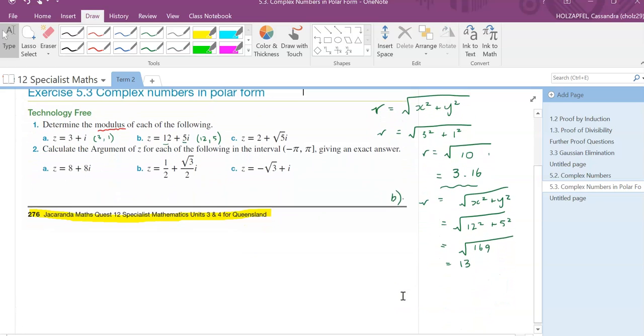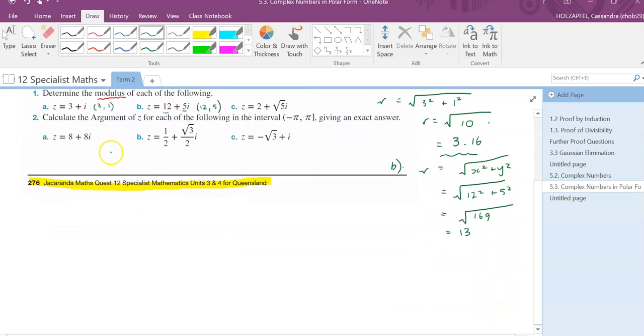What I want to go through now is the argument. Sometimes, remember, this is going to be referred to as arg z. The argument is just the same thing as finding that angle when we're given something in polar form. So let's go ahead and find that angle now.